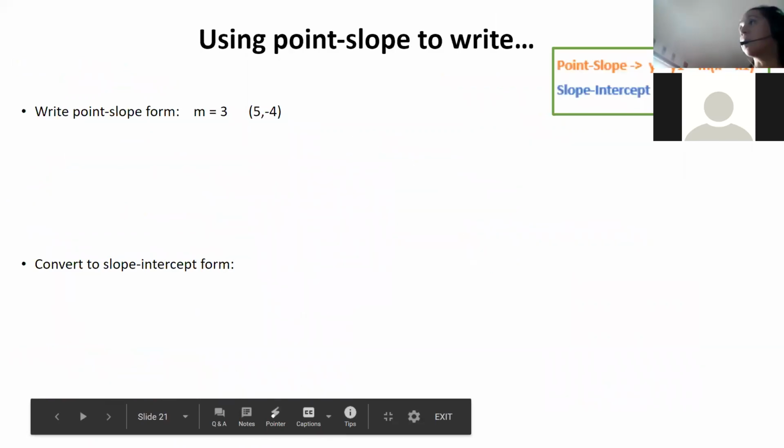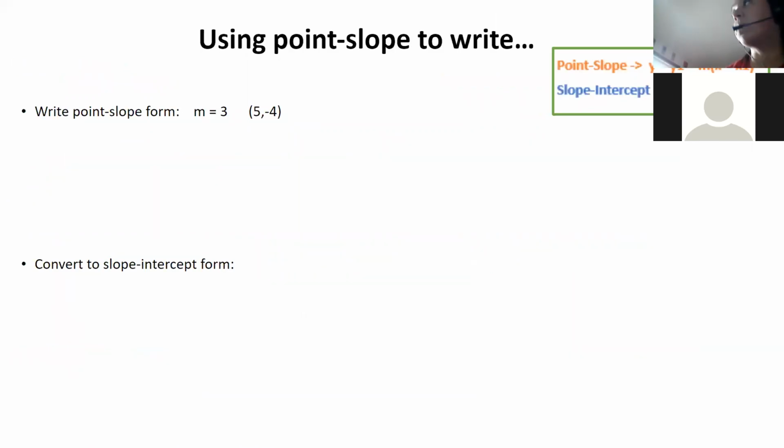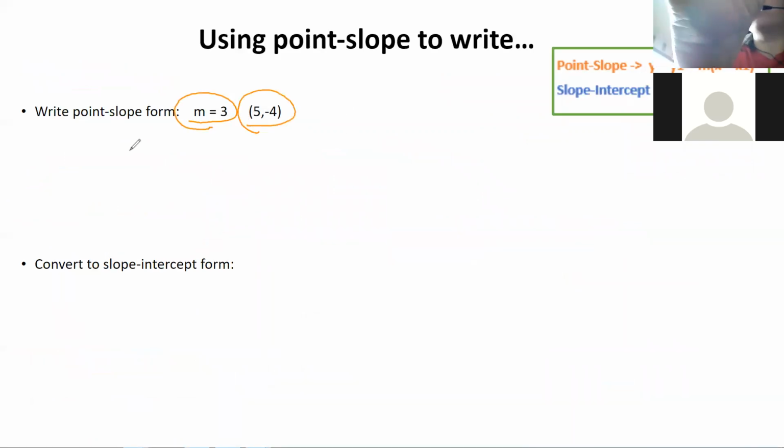Okay, so first thing we're going to do is take a point slope formula and change it to slope intercept. Okay? So we are given a slope and a point. So I'm going to put it into my formula here. Can you guys fill in my slope and my point for me? Please?